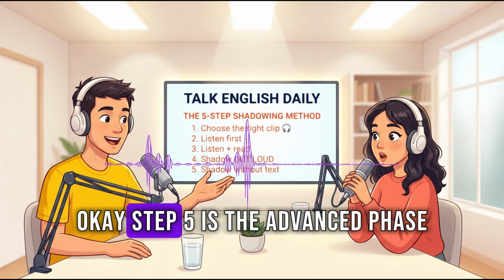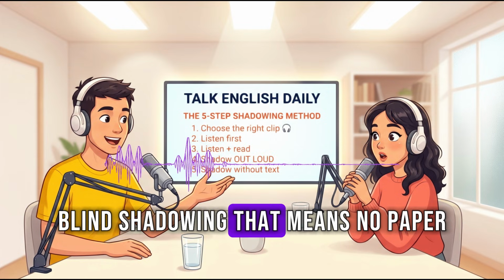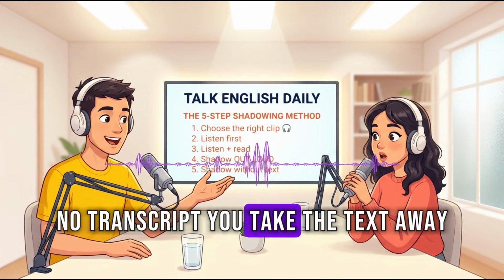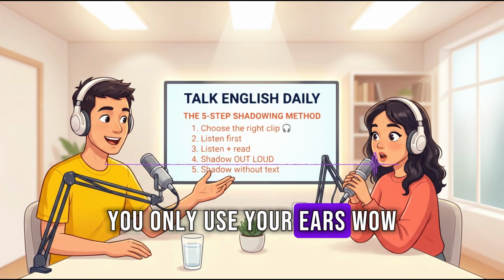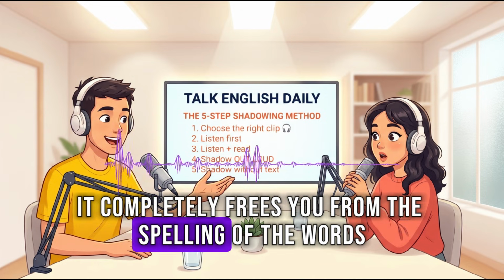Okay. Step 5 is the advanced phase. Yes. Step 5 is blind shadowing. Blind shadowing. That means no paper, no transcript. You take the text away. You only use your ears. Wow, that forces you to really listen. It completely frees you from the spelling of the words.